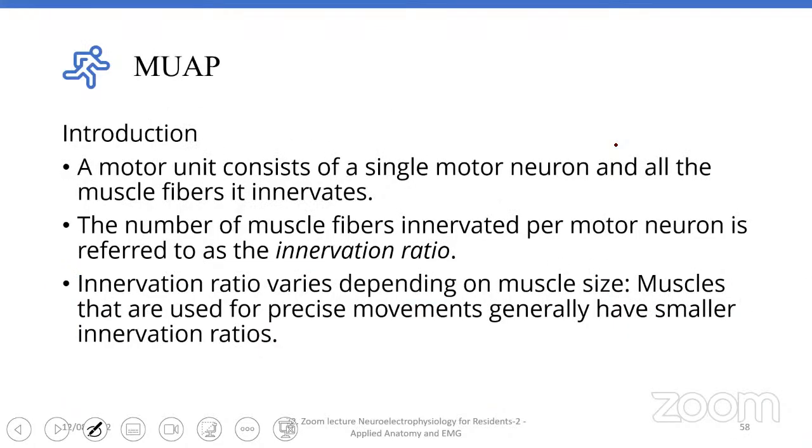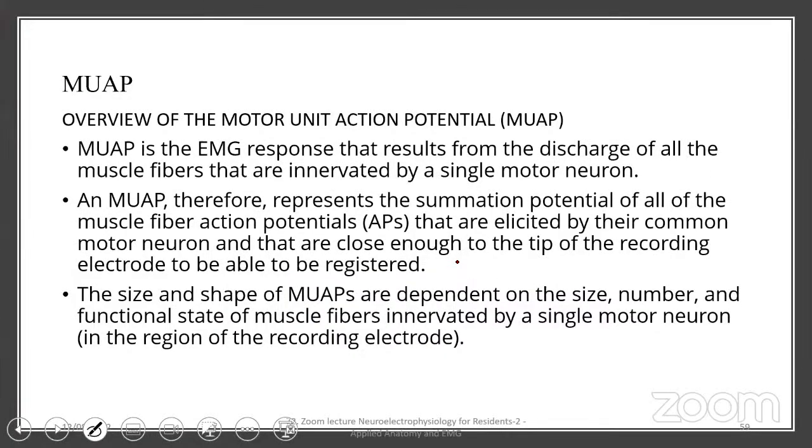A motor unit consists of a single motor neuron and all the muscle fibers it innervates, but they are at various places. The number of muscle fibers innervated per motor neuron is referred to as the innervation ratio. This innervation ratio differs from fast-acting to slow-acting muscles, depending on the muscle size. Muscles that are used for precise movements generally have smaller innervation ratios. The motor unit action potential is the EMG response that results from the discharge of all the muscle fibers that are innervated by a single motor neuron.